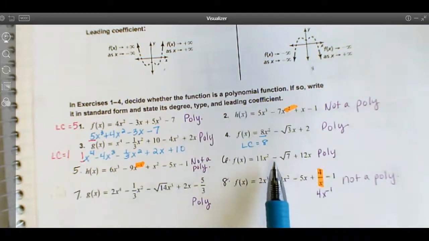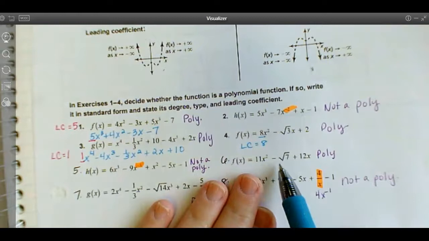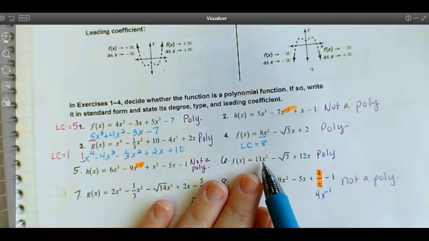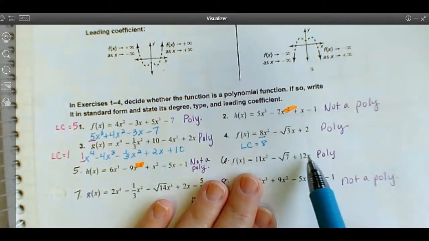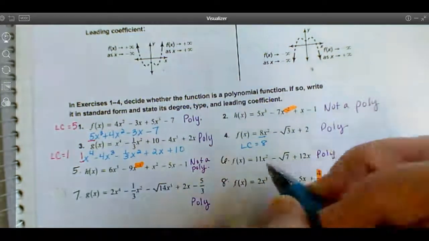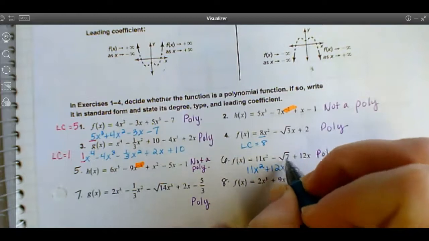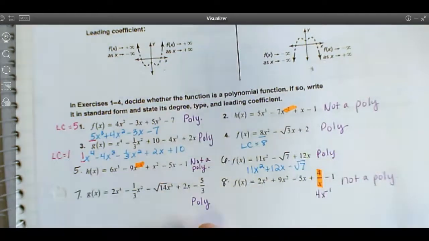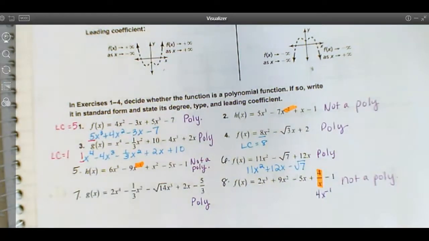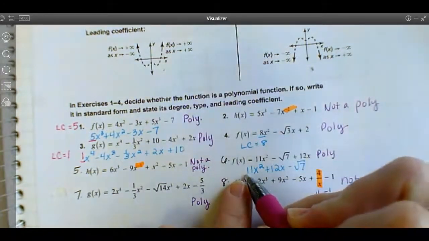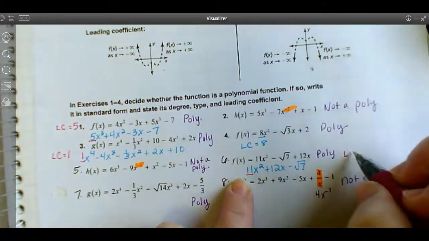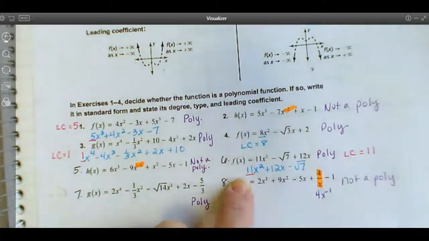Number 6. We don't have to do 5 because it's not a polynomial. On 6, I do need to switch around these because I've got the second power, but then I need to go to the first power. So it's going to be 11x squared, the 12x, and then the square root of 7, because I'm always just looking at the x or the y and then the power. The number at the beginning is our leading coefficient, so our leading coefficient is 11.